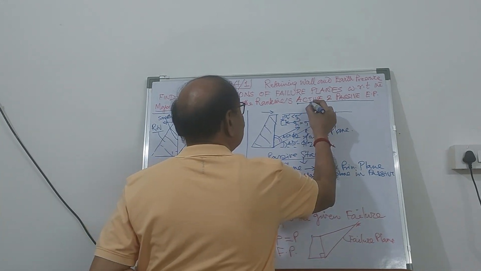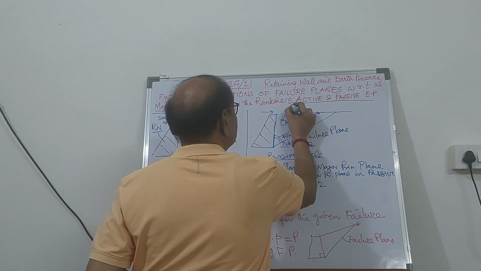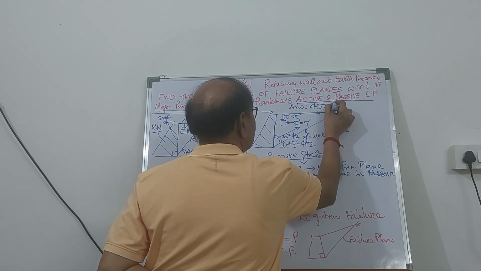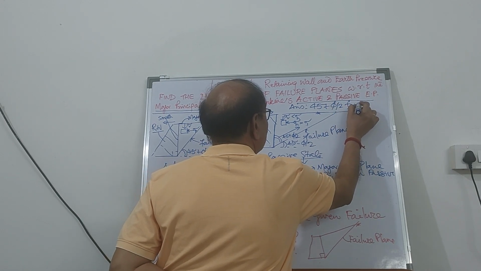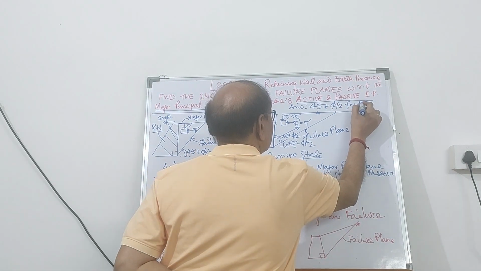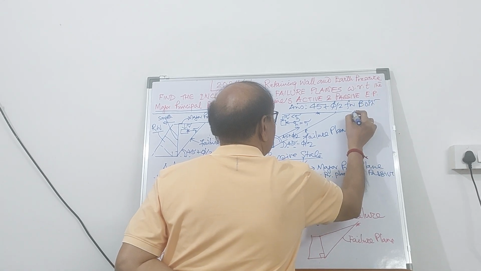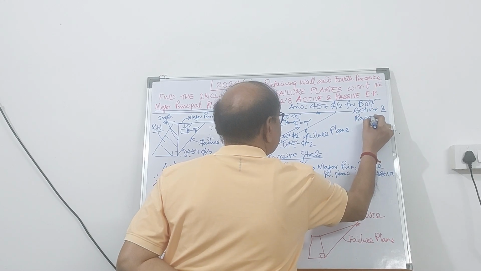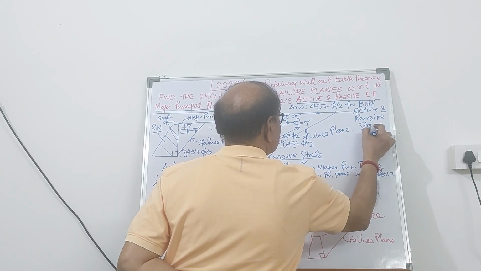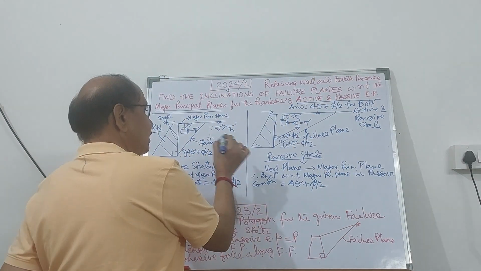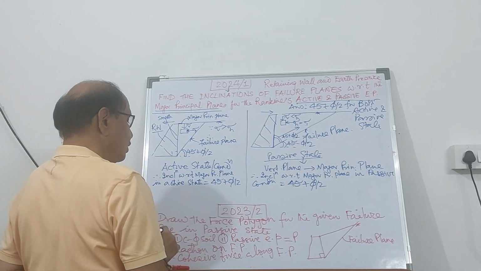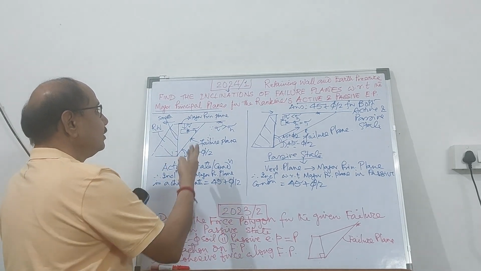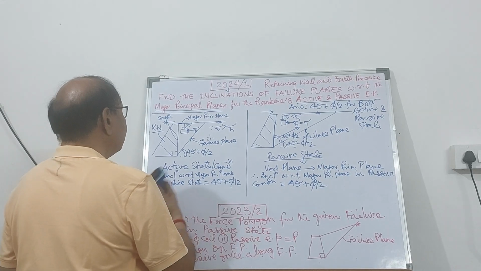So both in active and passive condition, what should be the answer for the inclination? It is 45 plus phi by 2 for both active and passive state. So with this diagram, you can explain it like this. Friends, I think it's an intelligent way of attempting this problem.